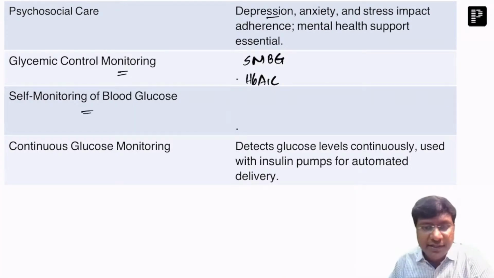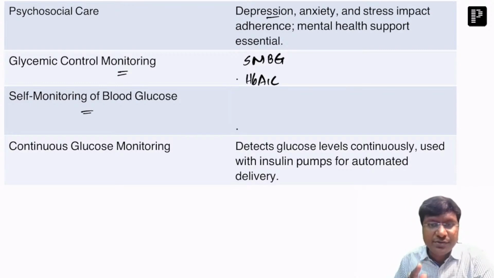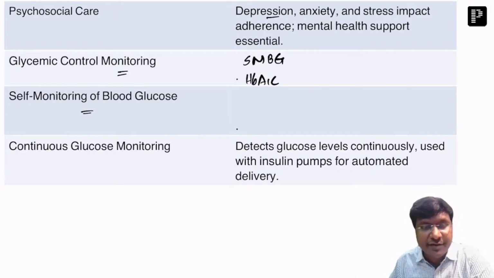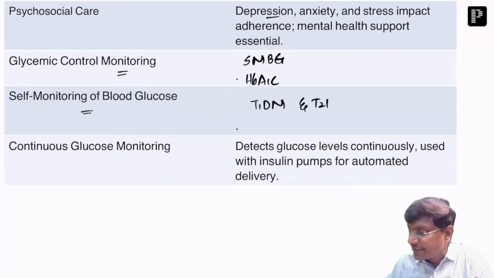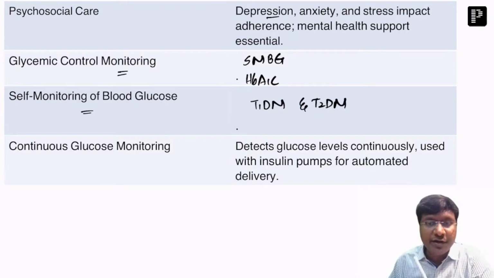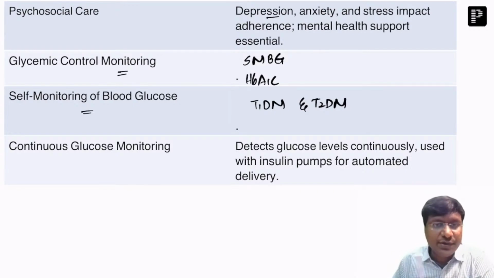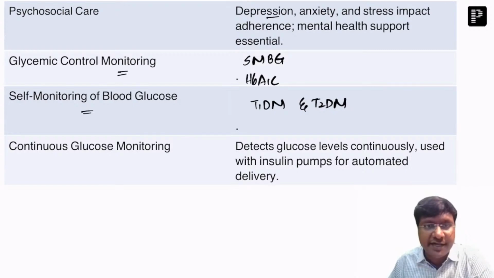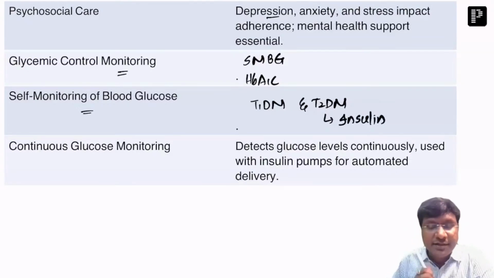If you take SMBG, that is self-monitoring of blood glucose, in which group of individuals is frequent monitoring very much required? Frequent monitoring is advised especially for type 1 and including insulin dependent type 2 diabetes mellitus. Usually type 2 diabetes mellitus is non-insulin dependent. But if a patient with type 2 diabetes mellitus has reached a state of requiring insulin, that is the point when frequent self-monitoring is important.